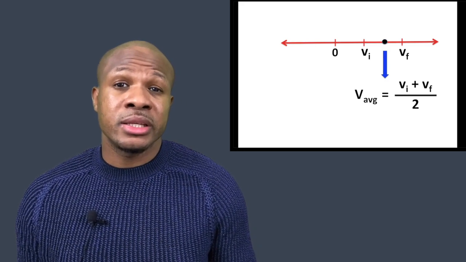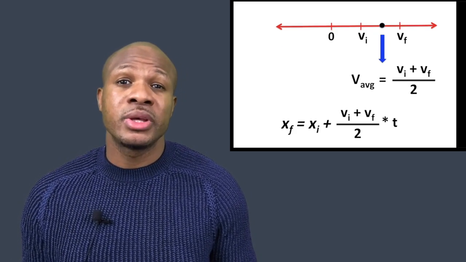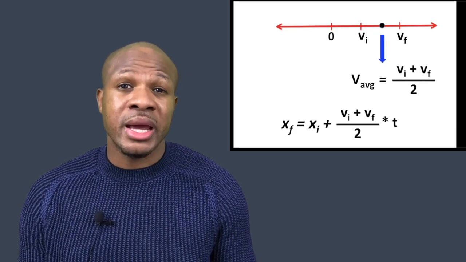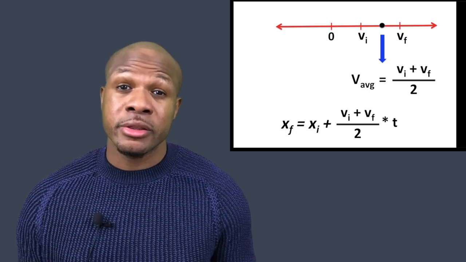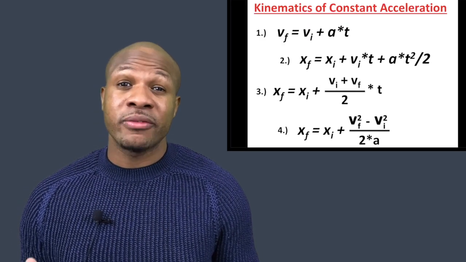So now to calculate your final position from some initial position, it's going to be equal to the initial position plus the average speed times time. So here's another equation that we can use to calculate the distance traveled. And this equation is equivalent to the first equation that we just did. So now we have 3 equations, right?